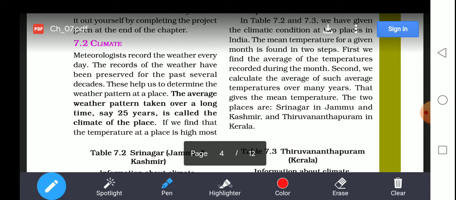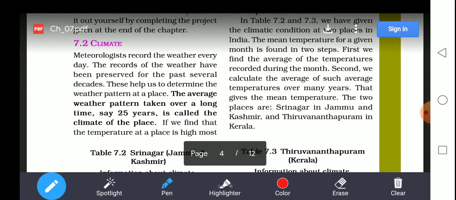First, we find the average of the temperatures recorded during the month. The temperature is recorded every day, minimum or maximum, in a particular month. For example, if we record 30 days of temperature, the sum of 30 days divided by 30 gives the average temperature for that month. Each month's average temperature is recorded, and these are added and divided by 12, which again gives an average temperature.